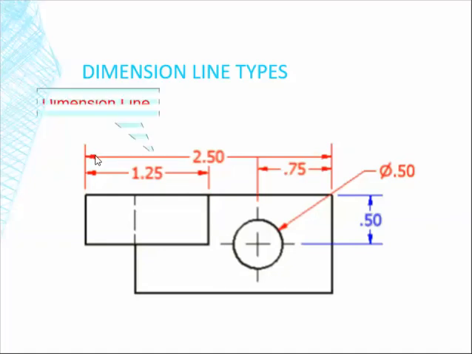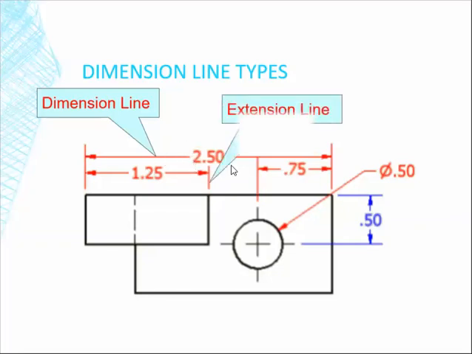One of them is a dimension line. Don't overcomplicate it. Those are the ones with the arrowheads. So the dimension line is going to have the arrowhead. It's also going to have the number attached to it, whatever the measurement is. Then you have extension lines. An extension line is going to be just that. It's an extension of the object, so whatever face it's referencing.